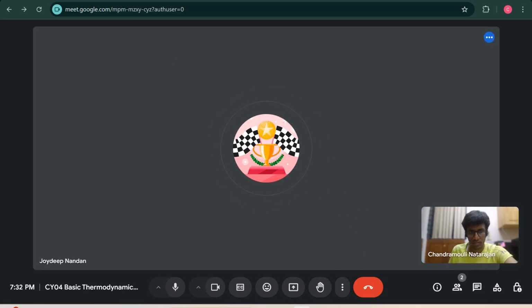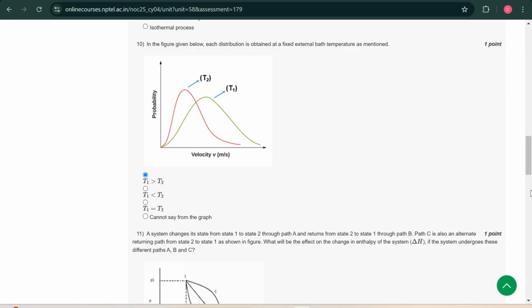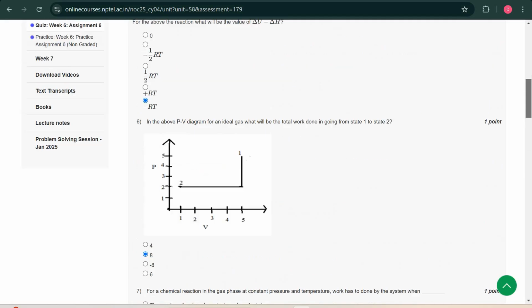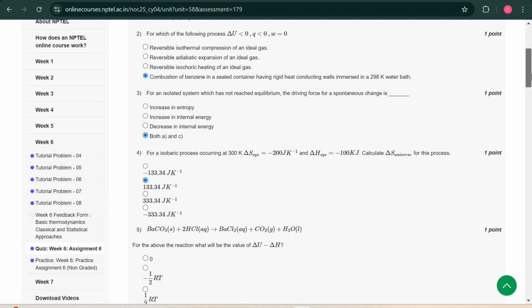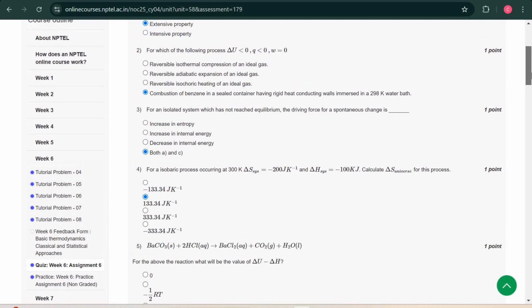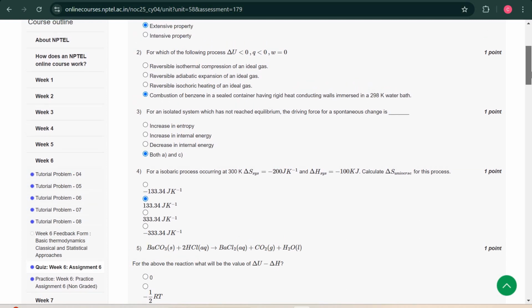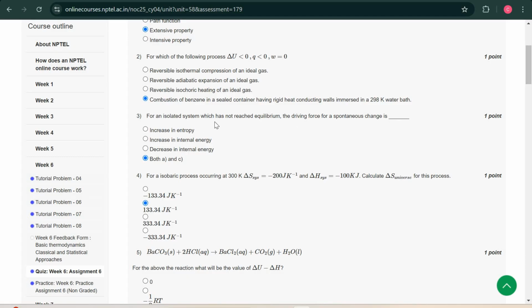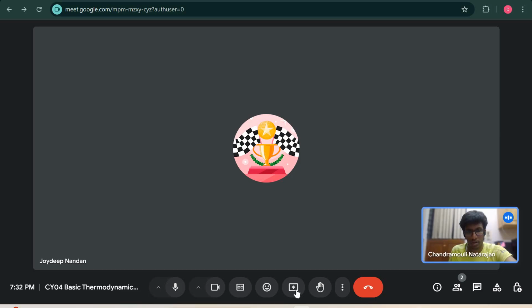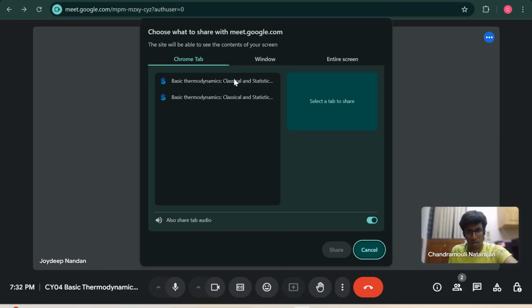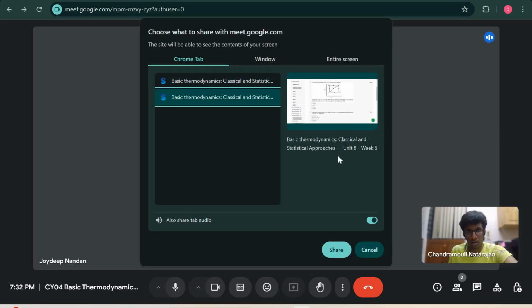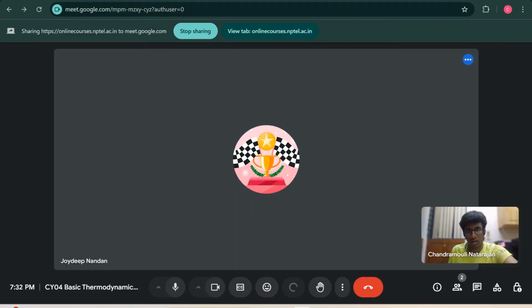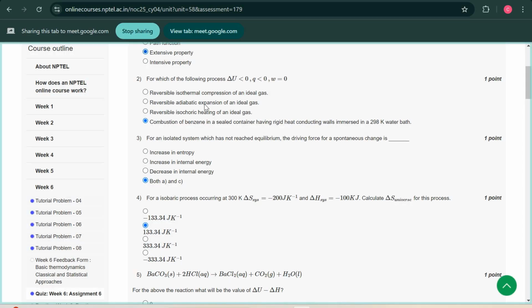Number 3, can you answer? Can you solve this question one time? I have one answer, but which problem? Question 3. For an isolated system which has not reached equilibrium. That one? I want 3. Right. I'm sharing my screen.